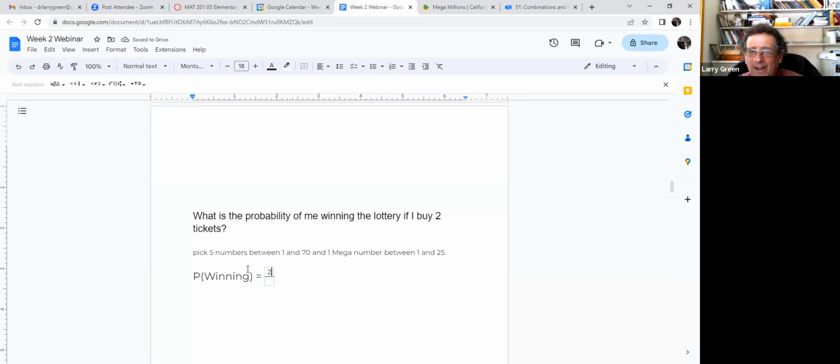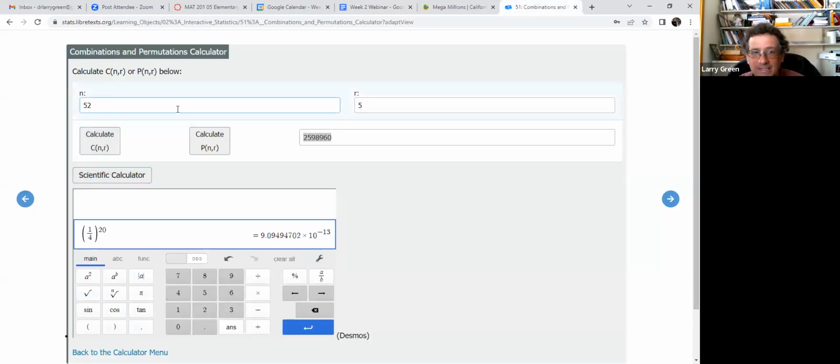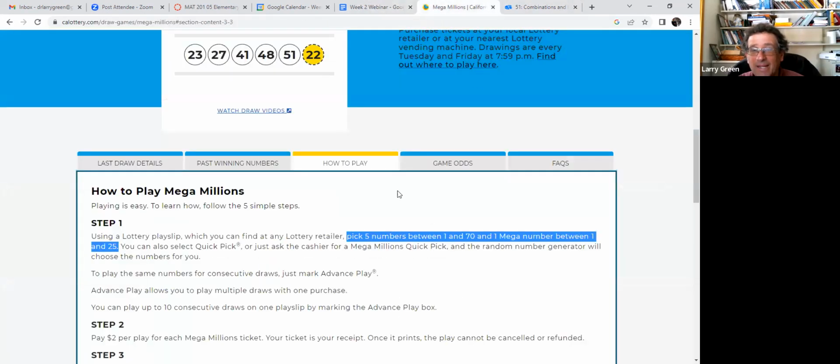Okay, now I need to find out how many different ways there are of picking numbers. Do you see that? So how many ways are there of picking numbers? Well, you have to pick 5 numbers between 1 and 70. So to find out how many ways there are to pick 5 numbers between 1 and 70, I'm going to go back to the combinations and permutations calculator. Now I have 70 numbers to pick from.